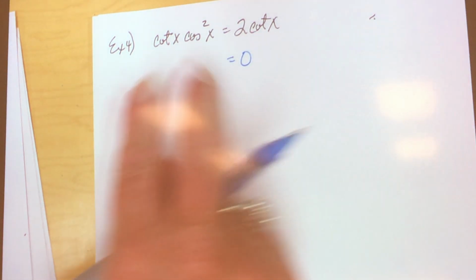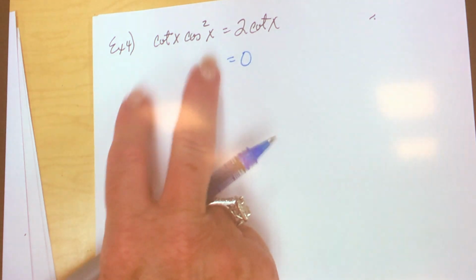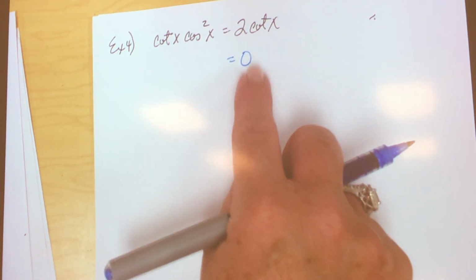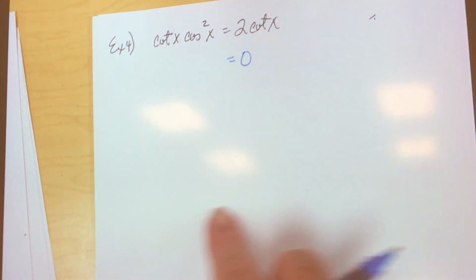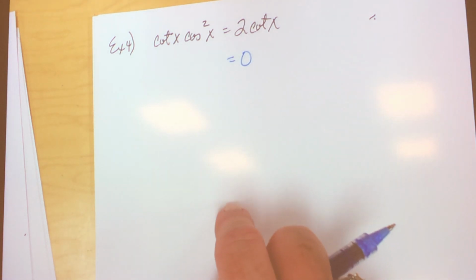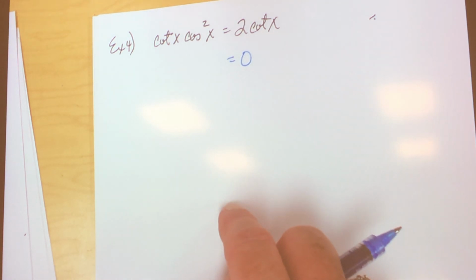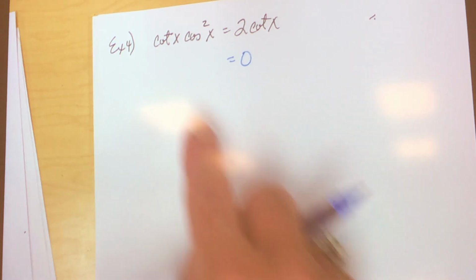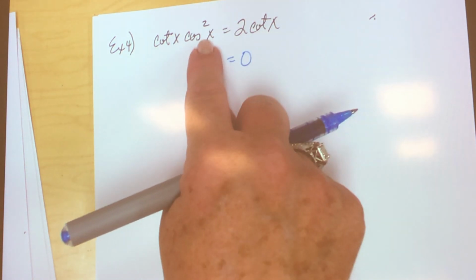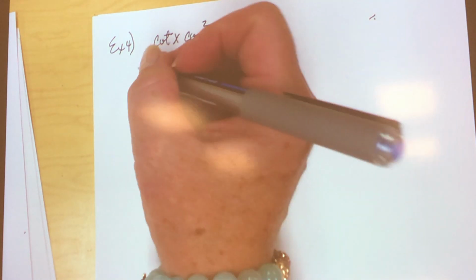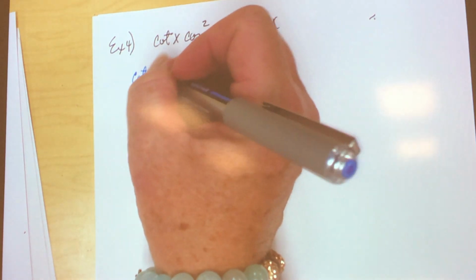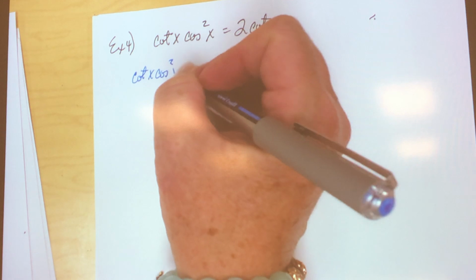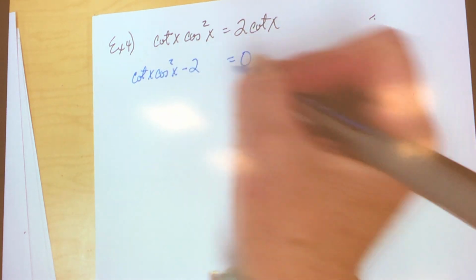Because then, when I factor it, what do I do with each one of those factors? Set each one of them equal to 0, and then you can solve each one. Do you see what's happening? I'm using skills from chapter 4 in Algebra 2. So let's subtract this from both sides. I'll get cotangent x cosine squared x minus 2 cotangent x.